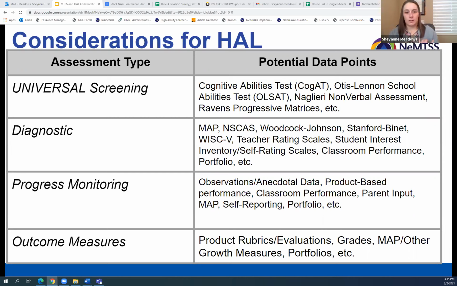Progress monitoring for high ability learners. Again, collecting data is a little more tricky for high ability learners than it is for special education evaluations, because there's not a set score, or you're not trying to get them to this standard. We're really trying to push the ceiling up. And so observations and anecdotal data are really important for progress monitoring, because the teacher can see if the student is struggling with the challenging material or if they need more. Also, if you ask a high ability learner, they'll tell you.